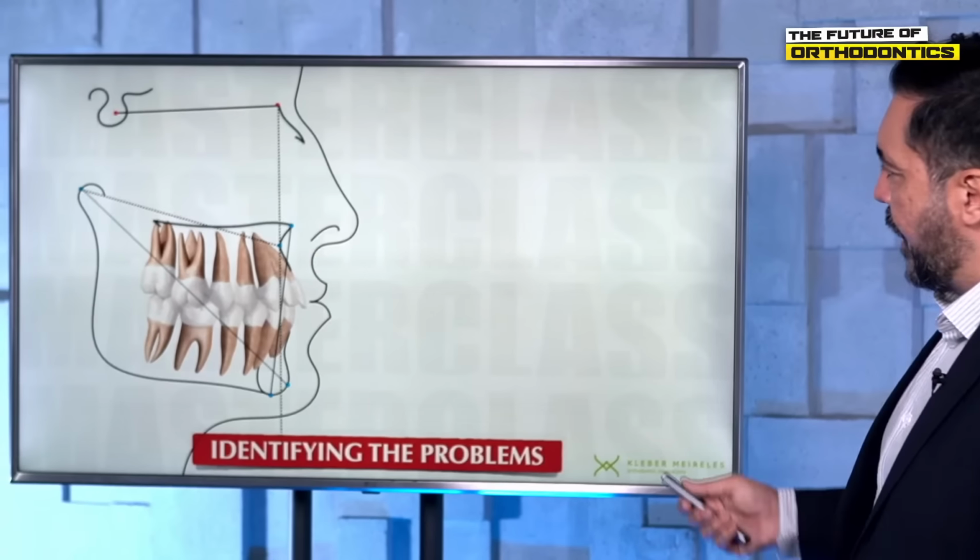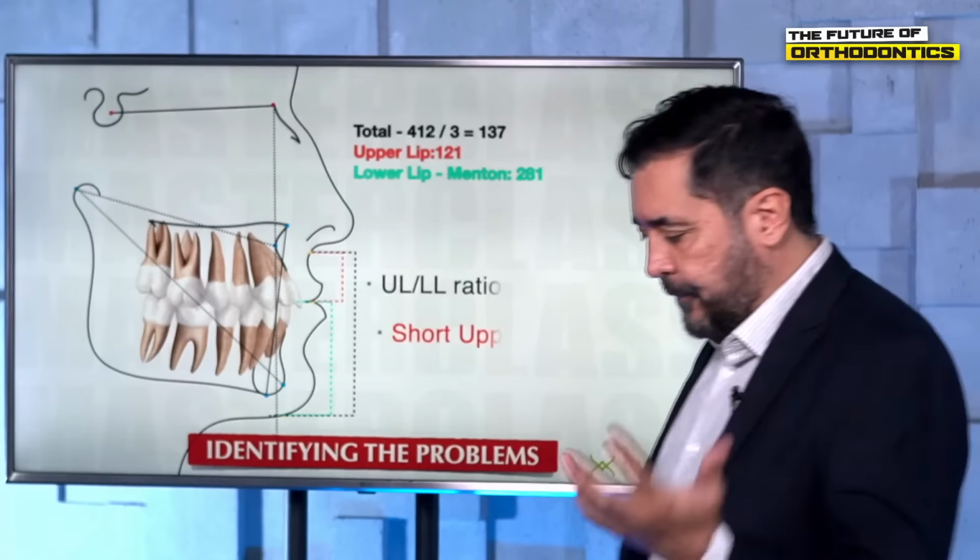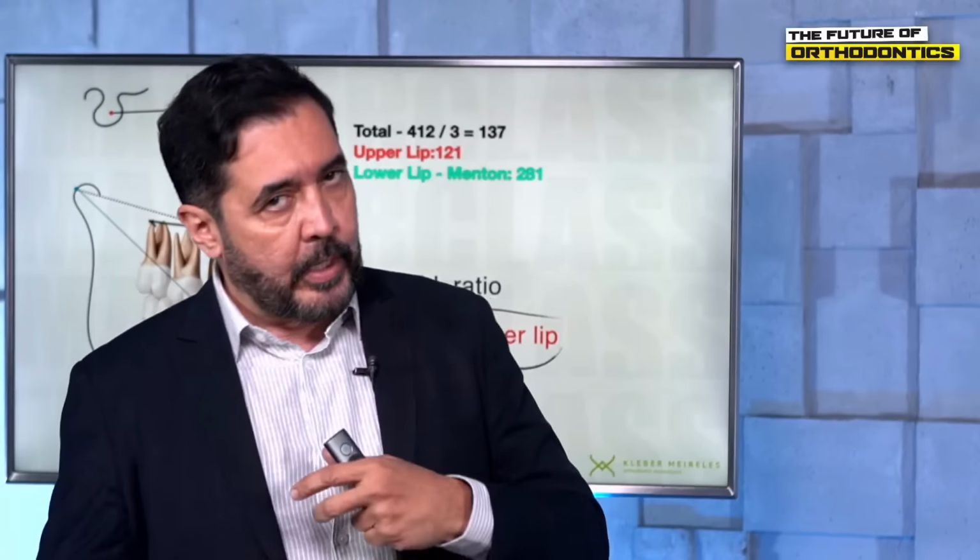Let's move on. We have a counterclockwise rotation of the mandible. We have in those patients usually a short upper lip in relation to the lower lip.